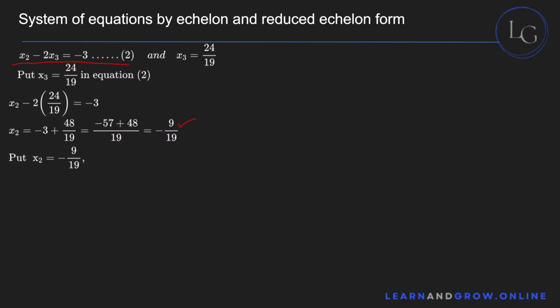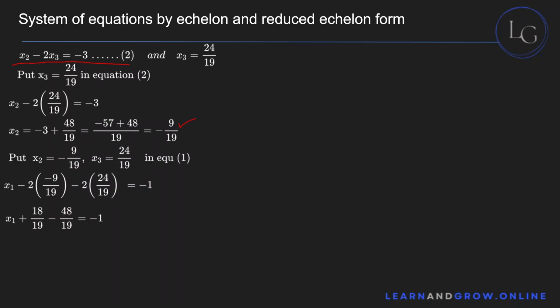You'll use the value of x2 and x3 and put them in equation 1. And when you put them in equation 1, you get the value of x1 as 11 by 19. So x3 is 24 by 19, x2 is minus 9 by 19, and x1 is 11 by 19.